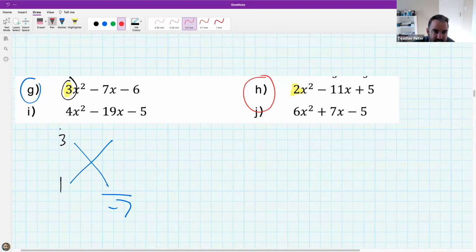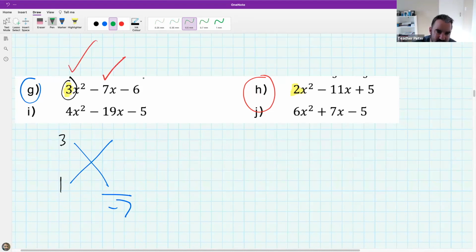The only numbers that give me 3 when I multiply them is 3 and 1. Give me a thumbs up if you followed that so far. Give me a thumbs down if you haven't followed that.